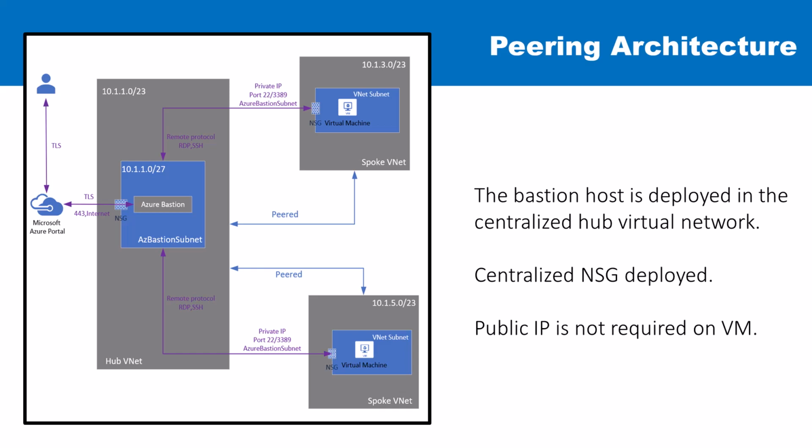Now, flanking the hub here are two spoke VNets. They have IP ranges of 10.130 and 10.150, both /23 respectively. Each spoke is configured with its own subnets and houses virtual machines that are protected by network security groups, or NSGs. These NSGs essentially act as firewalls that control inbound and outbound traffic to the VMs and subnets.